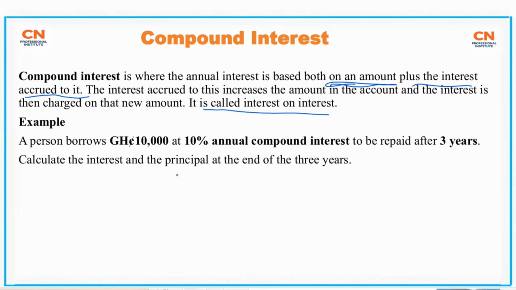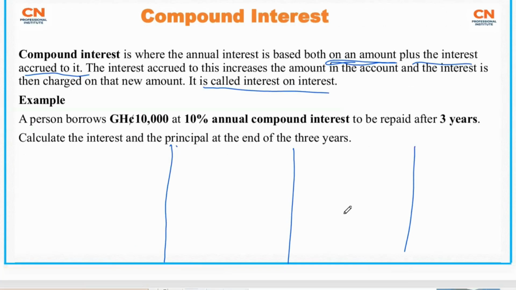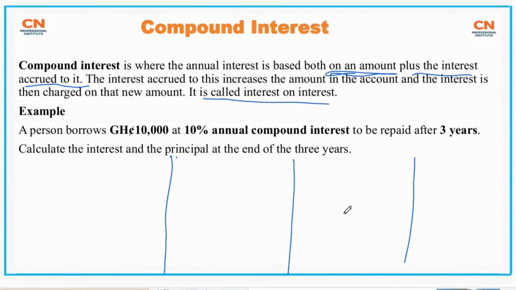Let's see how compound interest works. So let's get the example. A person borrows 10,000 at 10% annual compound interest to be repaid after 3 years. Calculate the interest and the principal at the end of the 3 years. So let me divide this and let's see how the compound interest works, right? Okay. Now this is how it will be.